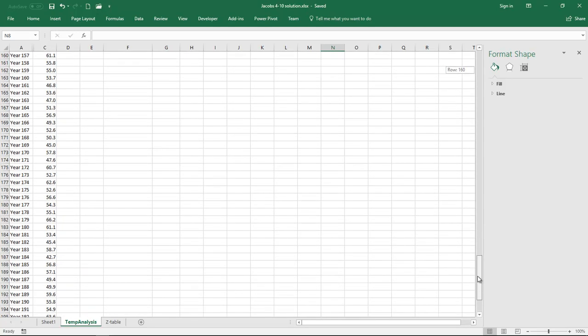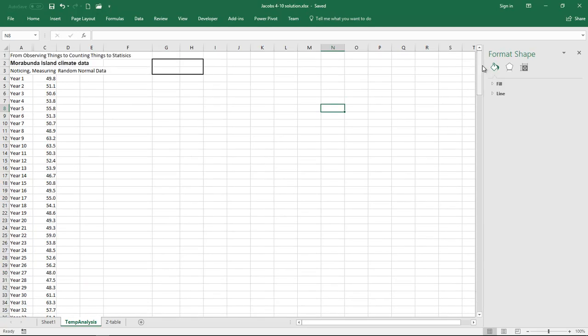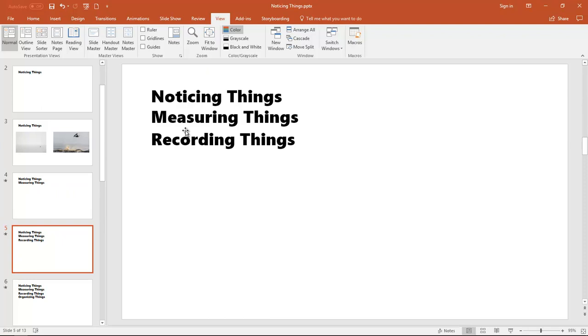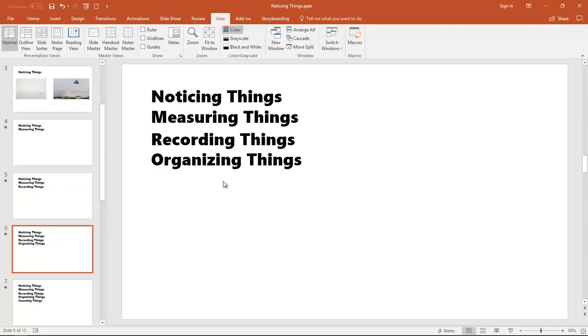And they recorded it to the 10th of the degree. And that's just a total arbitrary for the sake of our argument. Okay, so we notice a phenomenon. We find out what the characteristic of it is, temperature, and we start recording it. And we're beginning to get more sophisticated, because after we started measuring things, then we started recording things, we start organizing things.